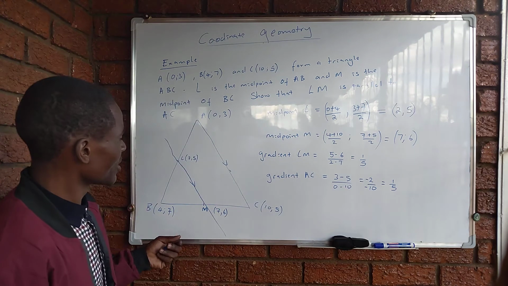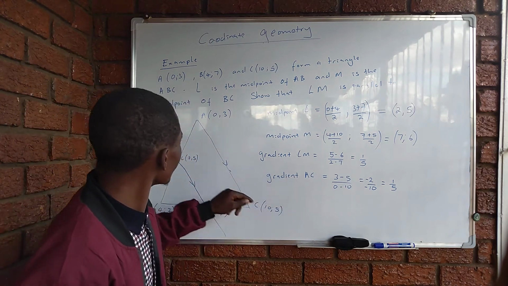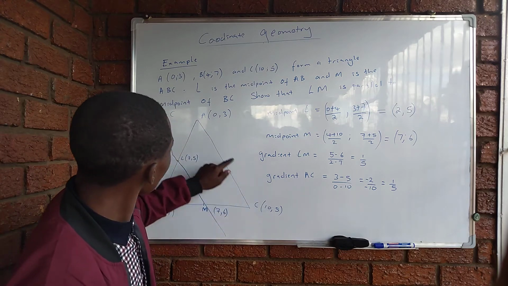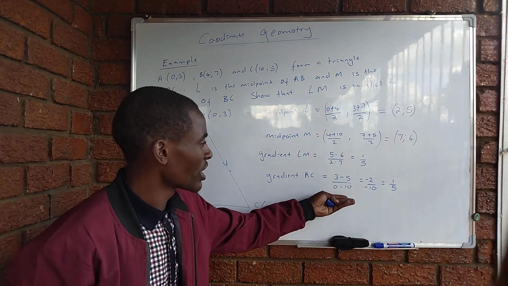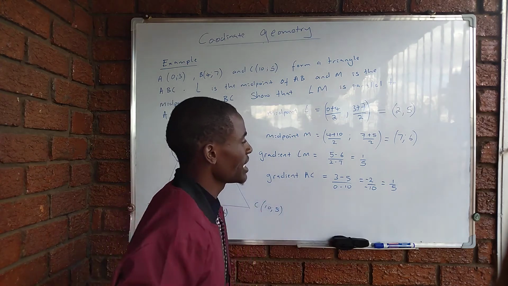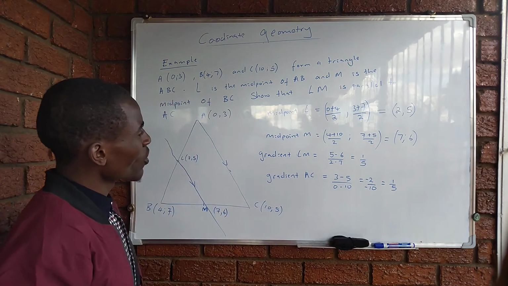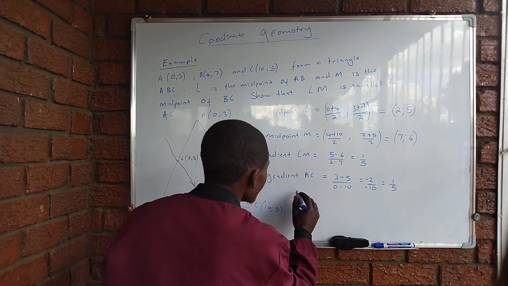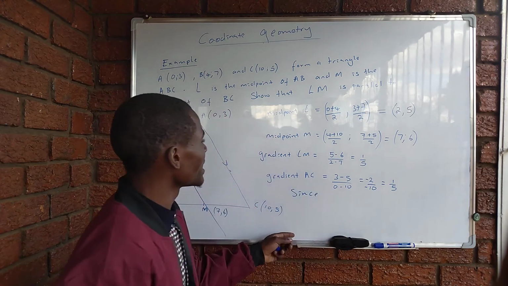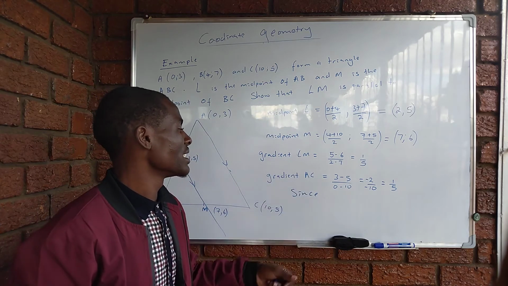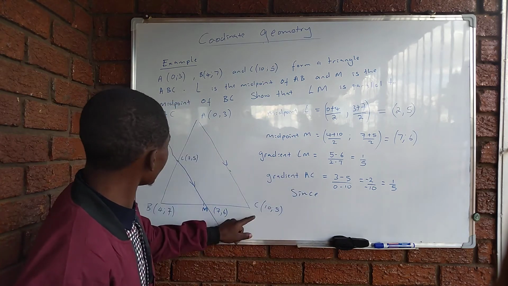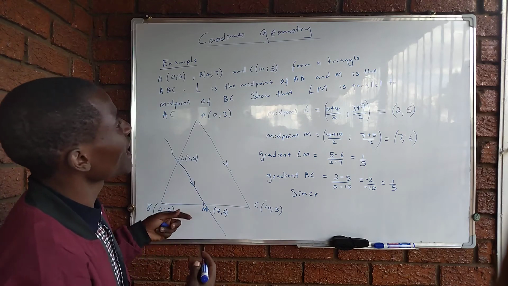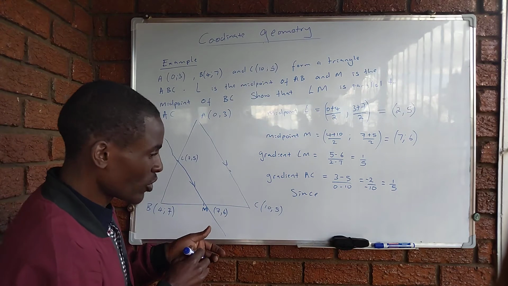Then the gradient of AC, the line that is parallel, is equal to 3 minus 5 over 0 minus 10, which is minus 2 over minus 10, which is 1 over 5. So you see the gradient of LM is equal to the gradient of AC. Since the gradient of LM is equal to the gradient of AC, therefore AC and LM are parallel. So that is it. Now the last example for this topic on coordinate geometry, guys.